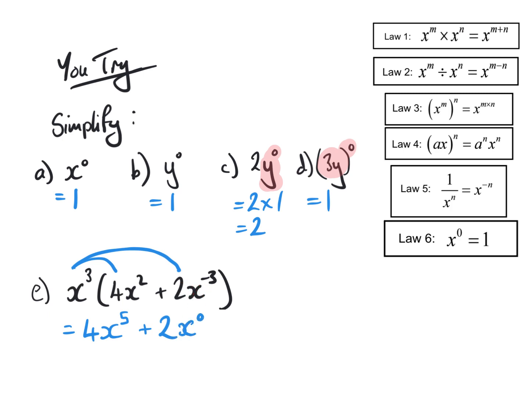Hopefully you've got the right kind of idea with finishing this off. We've got 4x to the 5, that's remaining unchanged. And in this one here, we've got that power of 0. Again, we need to think about what the 0 is actually acting on here. That 0 is just acting on the x. In other words, that 2 is not included. If the 2 was going to be included, it would have brackets around the 2 and the x. So the x to the 0 becomes 1. We end up with 2 times 1, which is just going to be 2.